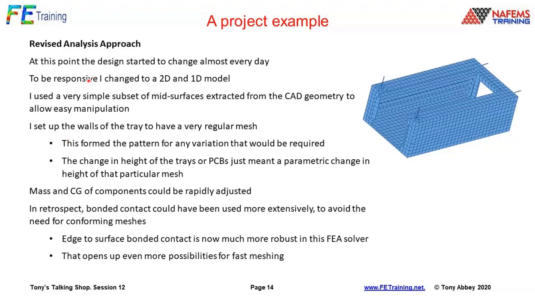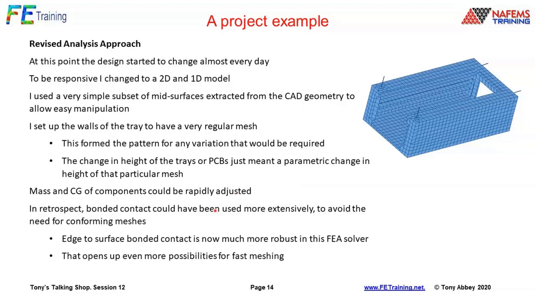So to be responsive enough, I had to change my idealization to the more FEA-centric approach of 2D and 1D, so shell meshing and beam meshing and so on. So the basic idea was to take the CAD geometry, mid-surface that, which I had to do in the preprocessor, and then set up the walls of the tray to have a very regular mesh. So everything is 2D or 1D. I could pattern the mesh and control the mesh. So as I moved the height of the trays up and down, these slots, edge slots and so on, I could control it kind of parametrically. Mass and CG with the spiders could be controlled very, very rapidly. Just changing the component positions around became very fast.